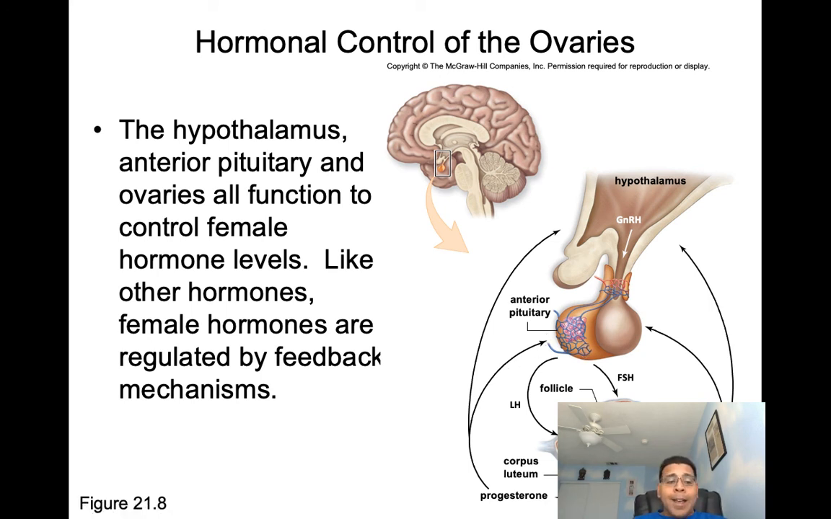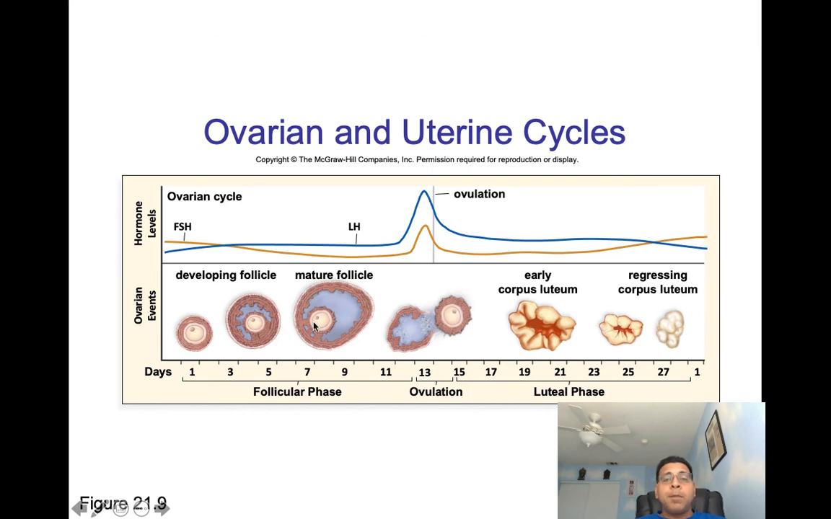Now here we can see FSH, it promotes the development and the maturation of the follicle in the ovary, and LH, we said, is going to promote the production of the corpus luteum. So here now we can appreciate both of the cycles together.